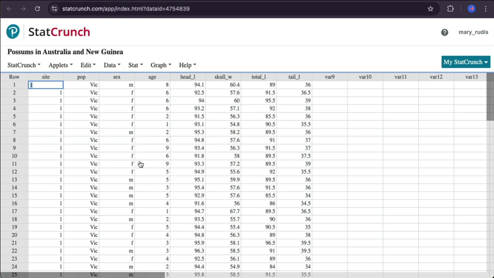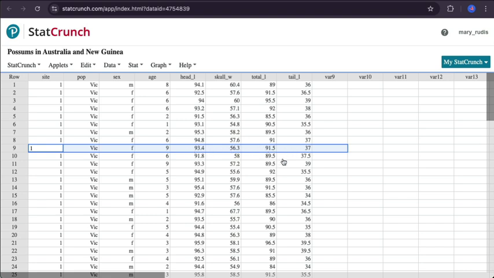We see several different variables. The variables are across the top, and each row number represents one possum. So in row 9 here, we have a possum at site number 1, whatever site number 1 is. VIC means that's the province from Australia that this possum was from. The sex is female. It was age 9 at the time of death. And then these are measurements in centimeters of the head length, the skull width, the total length, and the tail length.